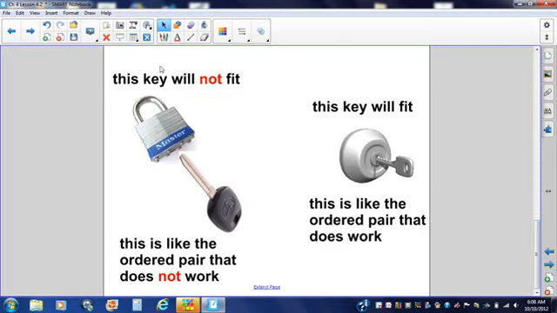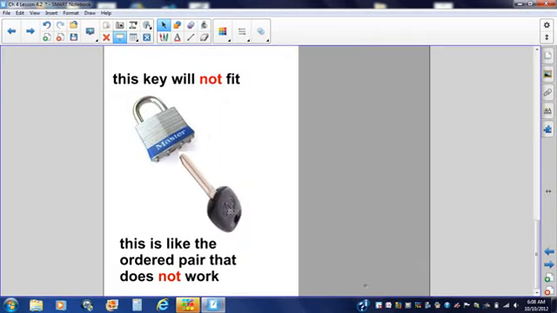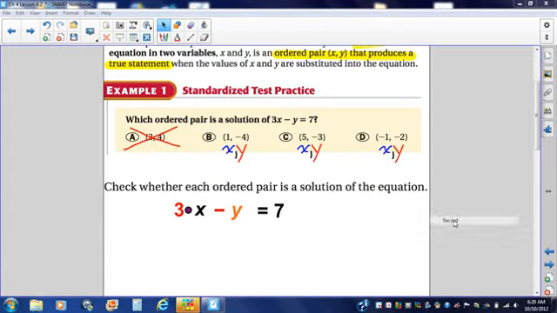So think of it this way. The ordered pair that I just showed you is like this key. The equation is like the lock. This key is for a car. The key will not fit here. The ordered pair did not fit because it did not work. Alrighty, guys, I tried. Choice A, it did not work, so I crossed it out. Now I'm going to try choice B.